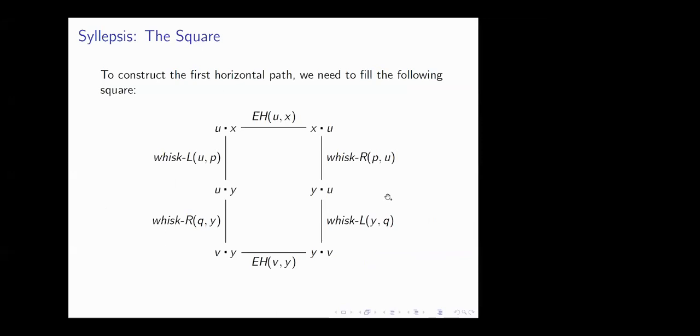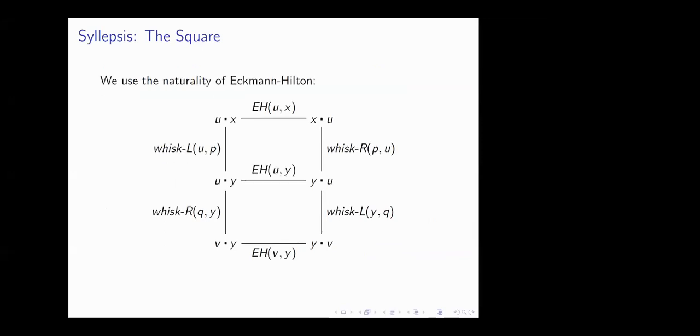So the obvious thing to do is, again, split it. And then we would like to just prove that each of these small squares commutes. But that is just the naturality of Eckmann-Hilton. So we're basically just composing two Eckmann-Hilton naturality proofs. The first one is the left naturality, because we're keeping the left part unchanged. And then we have the right naturality.